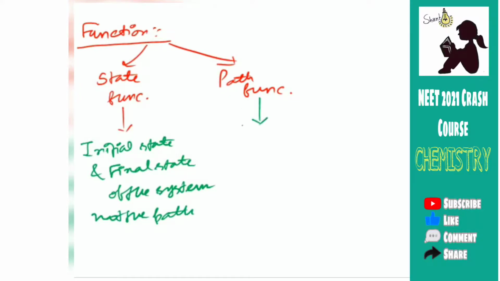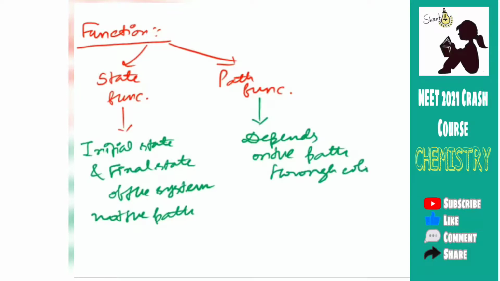But in path function, it depends on the path through which the final state of the system is achieved.